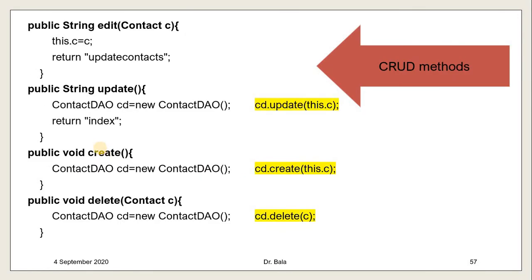Similarly, we will go for update. So we will create the DAO again, and we will call update, cd.update. What we have? Update method there. So we will say this dot C. Whatever the present object we have in the contact, that object will be updated, and we can return the value to the next page, or whatever page you want, to show the updated value.